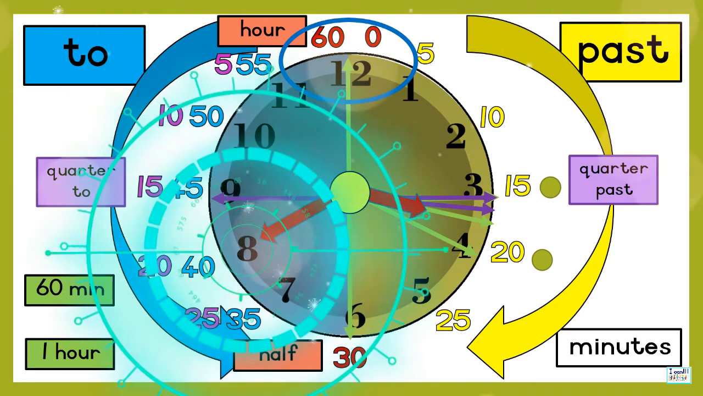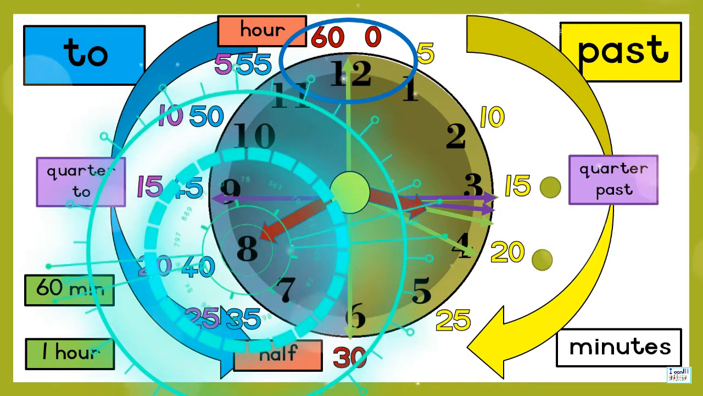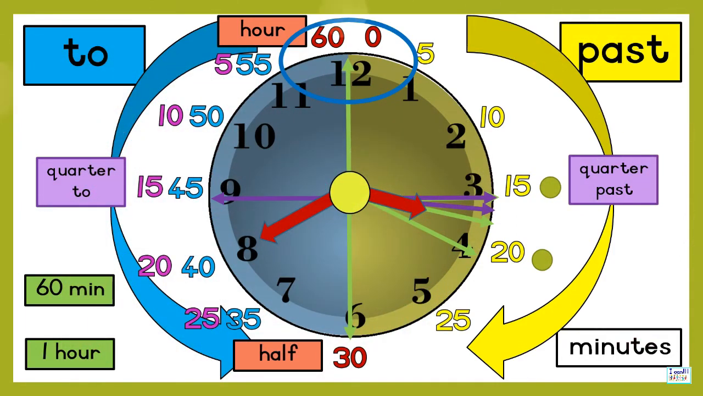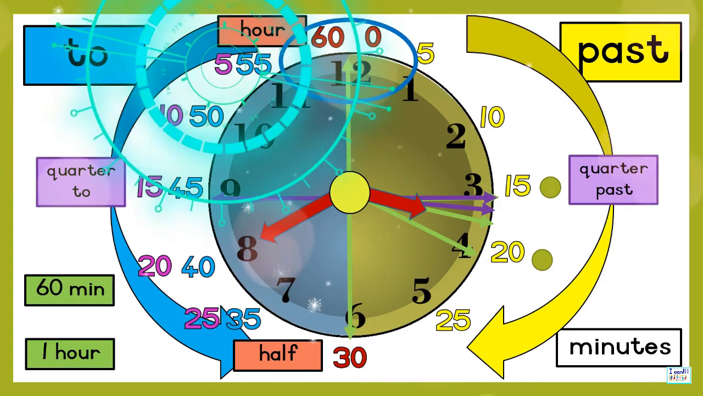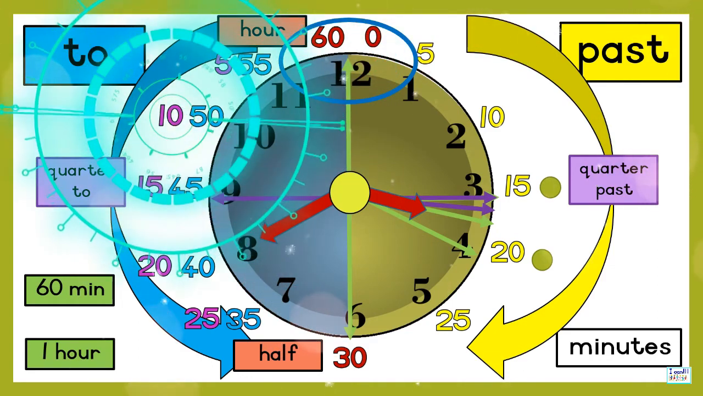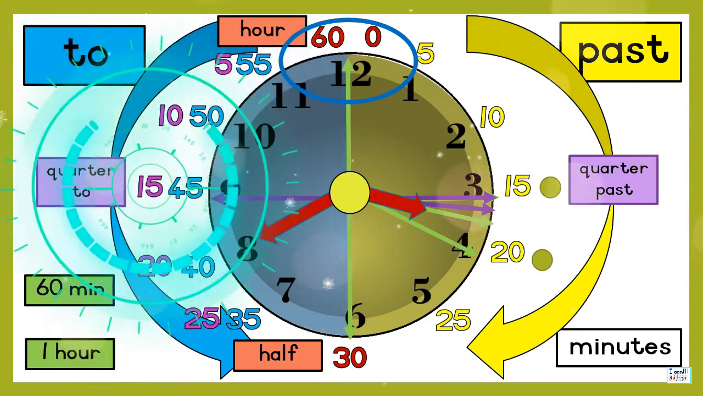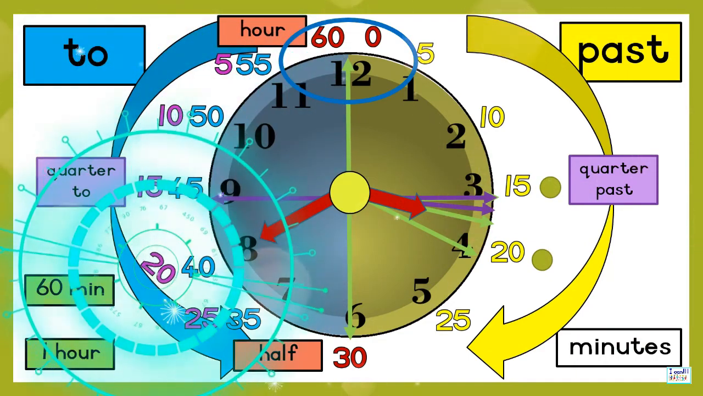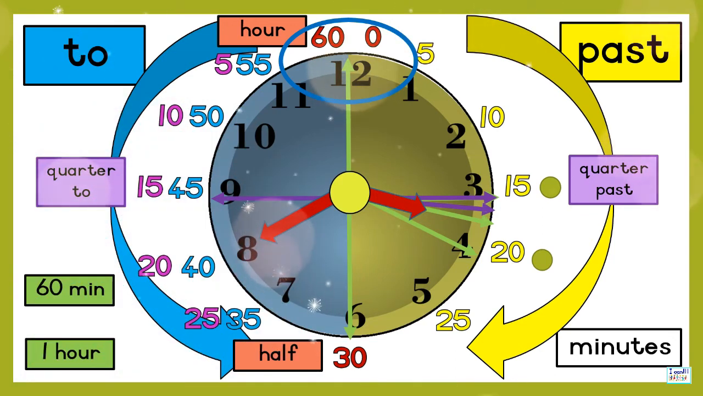My long arm points to the 8. Count backwards from 12 in fives. 5, 10, 15, 20. 20 to 4.